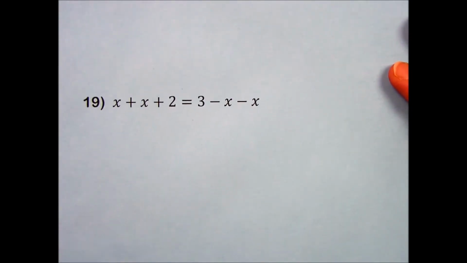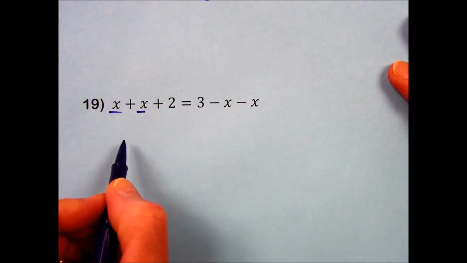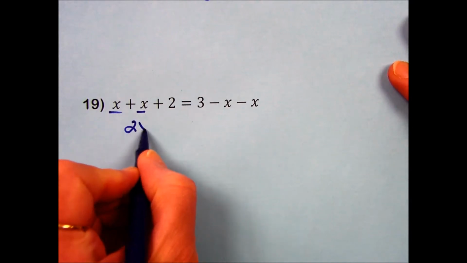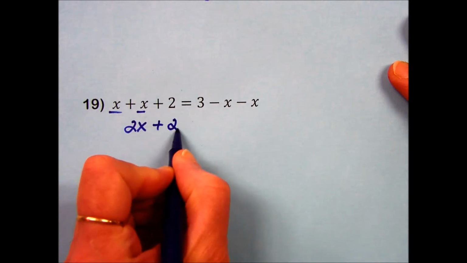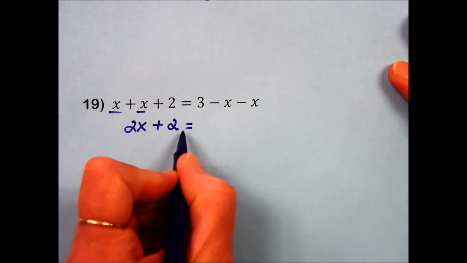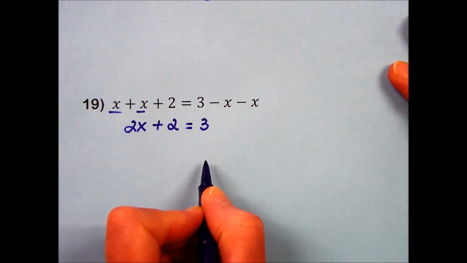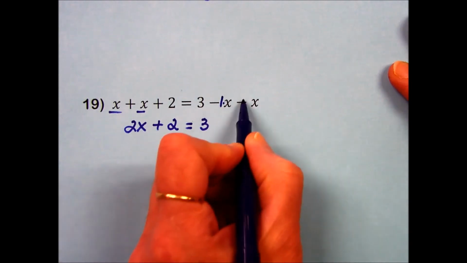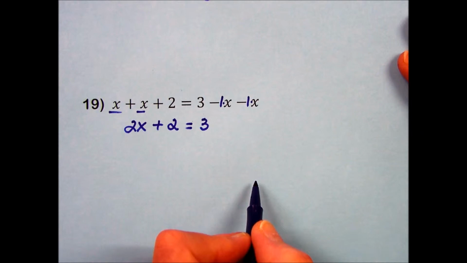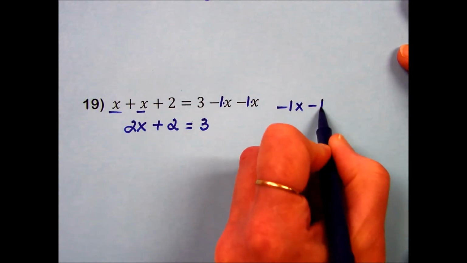On problem number 19, there's simplification required first. 1x plus 1x, similar terms, can be substituted with an equivalent expression of 2x. No terms to combine on the left-hand side with the integer 2. On the right-hand side, nothing to simplify with or combine with the 3, but we have a minus x minus x. The implication is that's minus 1x minus 1x.